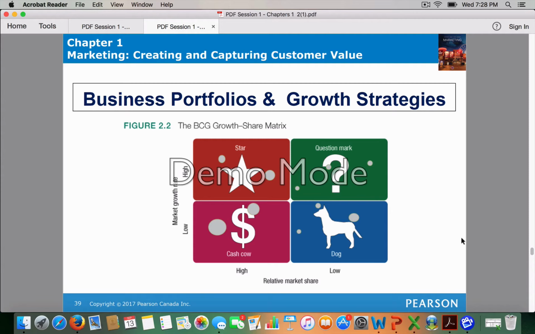If you have a dog or several dogs in your product portfolio or your business portfolio, you may want to start thinking about whether or not you want to get rid of those products in the long run and take those precious company resources and invest them either in your question marks, your stars, or your cash cows.